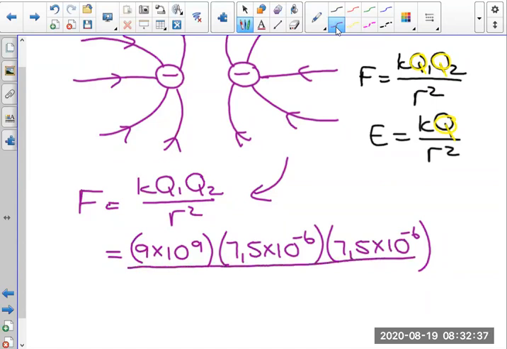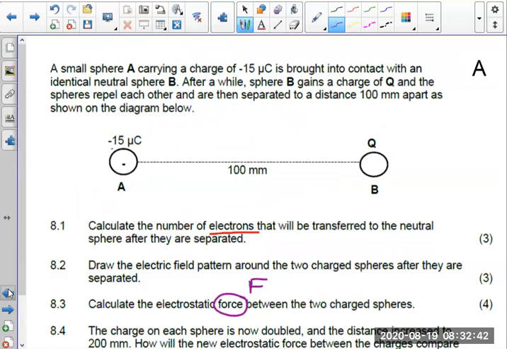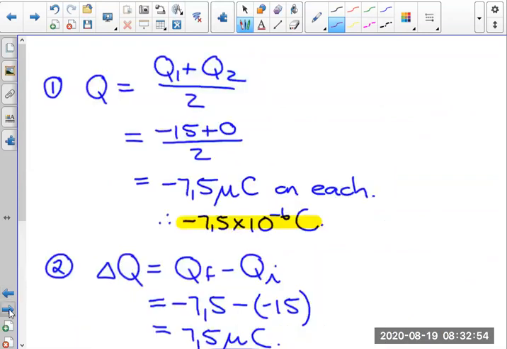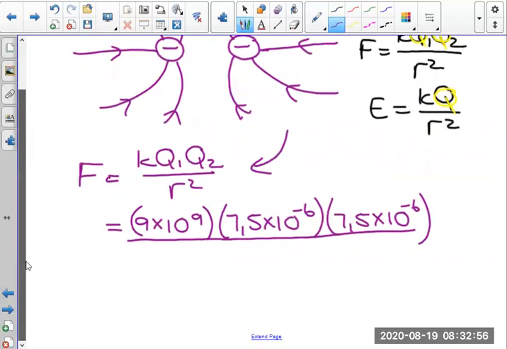Okay. Then we're going to look at the distance they are apart, and according to the sum that we have, they are 100 millimeters apart. But the distance must always be in meters. So when we change millimeters to meters, we divide by 1,000. So the distance is going to be 100 divided by 1,000, which gives us 0.1 meters. Okay, and remember, it must be squared.